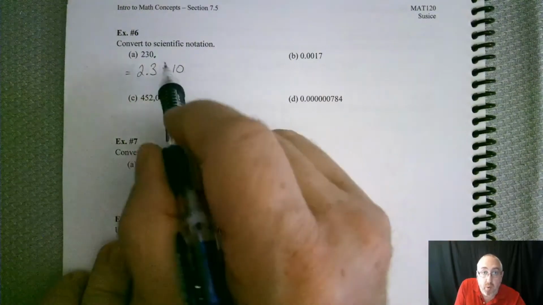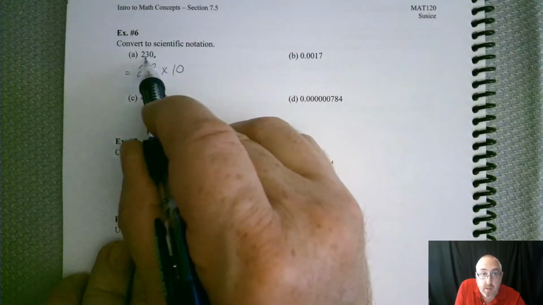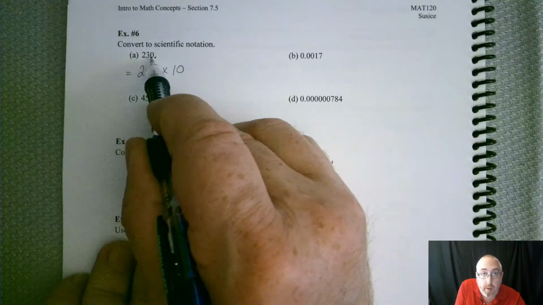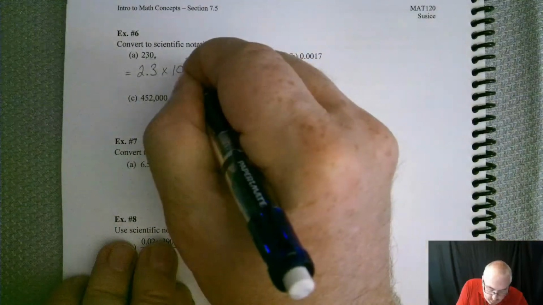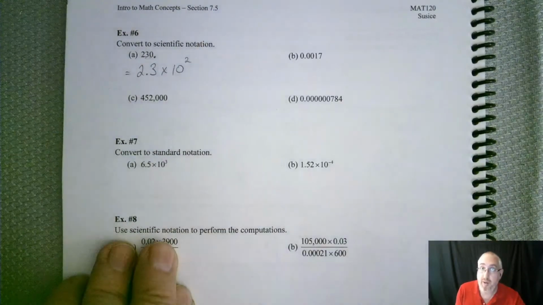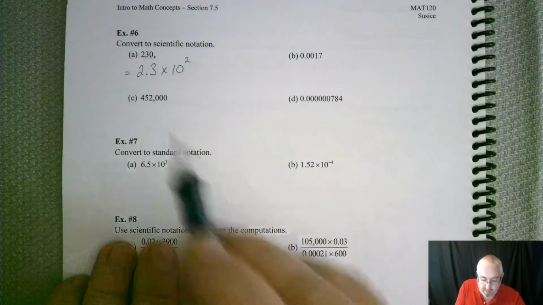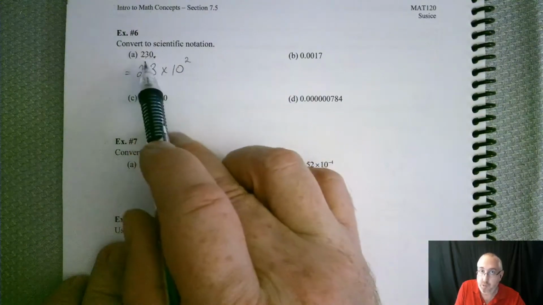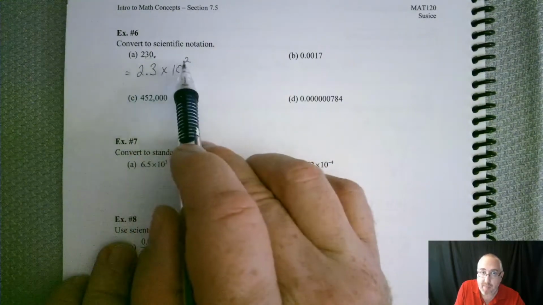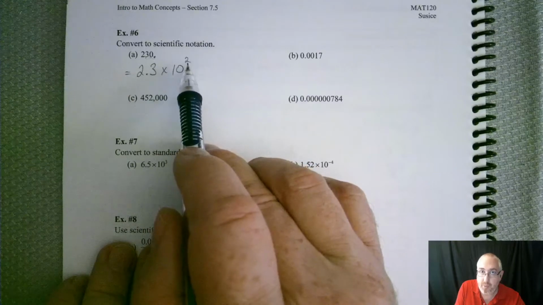Now, we moved it how many places? So we've got 1, 2. So the numerical value of it is 2, but is it a positive 2 or a negative 2? That's the last part of this. And that goes back to looking at the original number. My original number was bigger than 1. So that means this should be a positive 2.